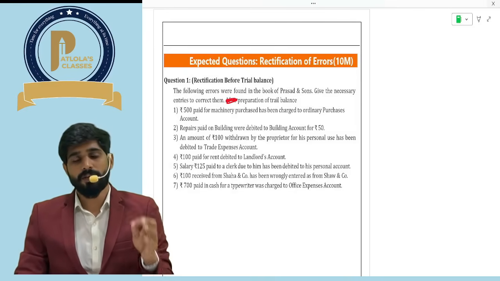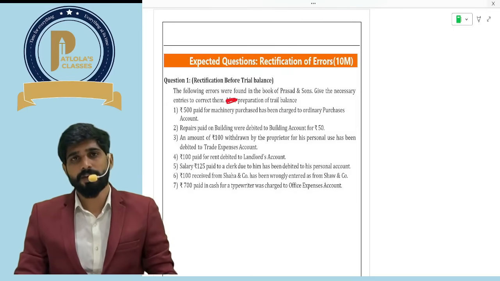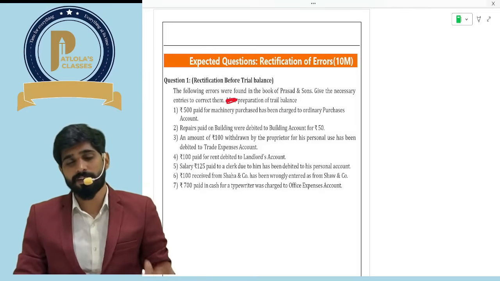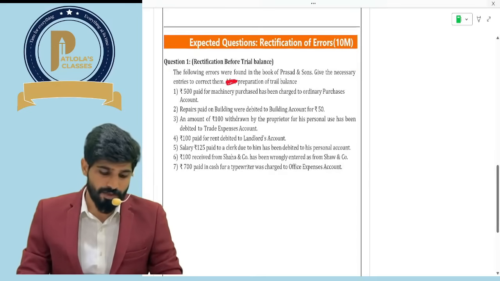And one more thing, at this stage sometimes it is possible to write a journal entry, and sometimes it's a one-sided error for which we just have to write a statement. Passing a journal entry is not possible. Okay, what is the first error?